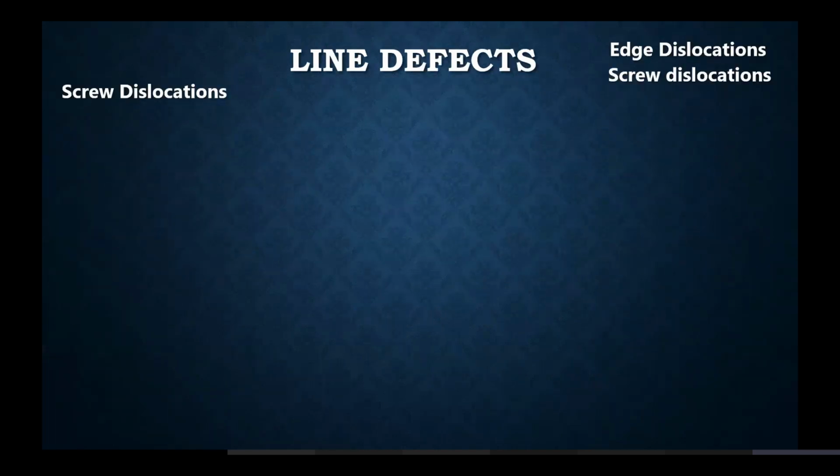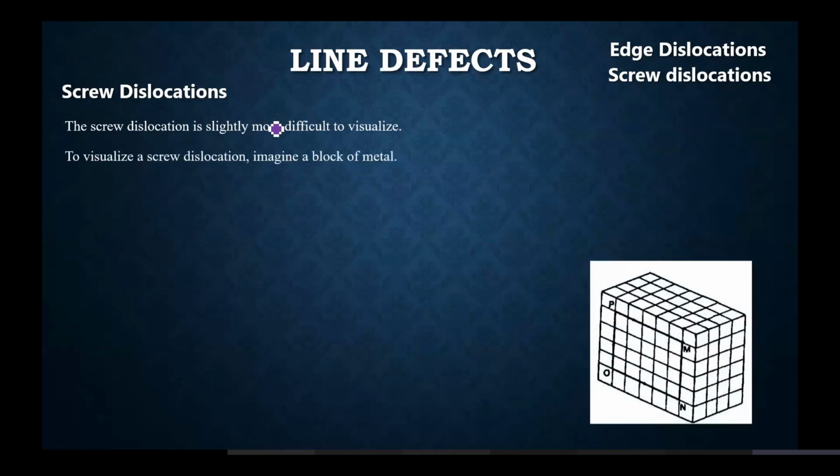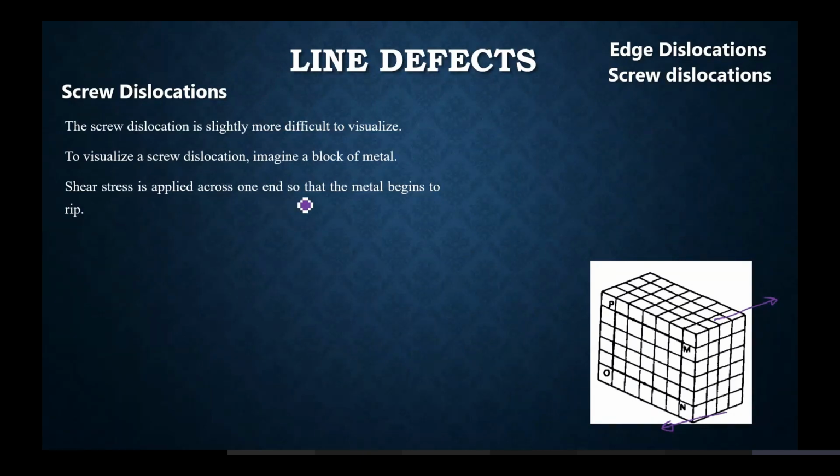Now, edge dislocation was rather a simpler defect to visualize. Screw dislocation is somewhat more difficult to imagine. To visualize a screw dislocation, imagine a block of metal. I would start applying stress on this block in this direction and in this direction. It's a shear stress that is applied across one end so that the metal begins to rip.